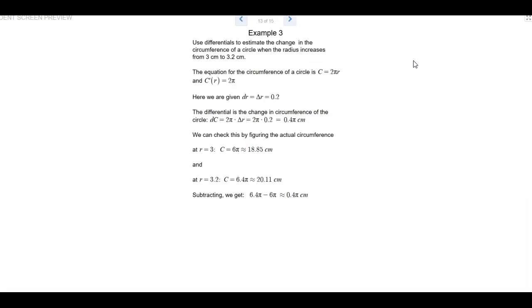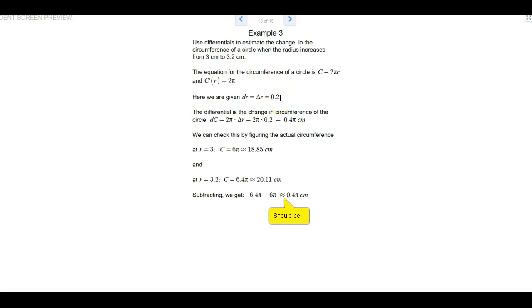Another example: use differentials to estimate the change in the circumference of a circle when the radius increases from 3 to 3.2 centimeters. So what is our function going to be that we're finding the estimate for? The circumference of a circle. Notice that the circumference of a circle is 2 pi r, so it's dependent on the independent variable r, the radius. We want to know how that circumference changes when the radius goes from 3 to 3.2. In other words, there's a change in the radius of 0.2 centimeters, which means that delta r is 0.2.